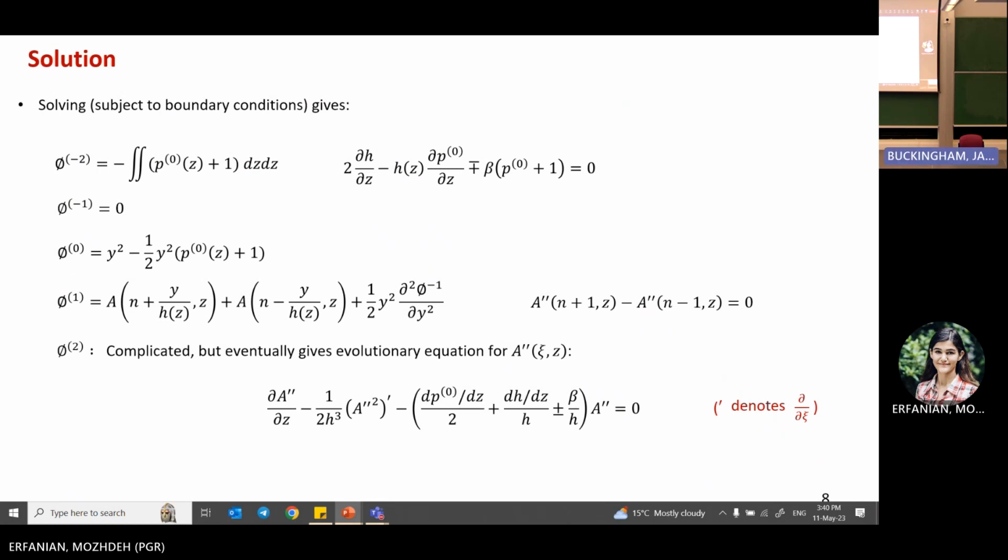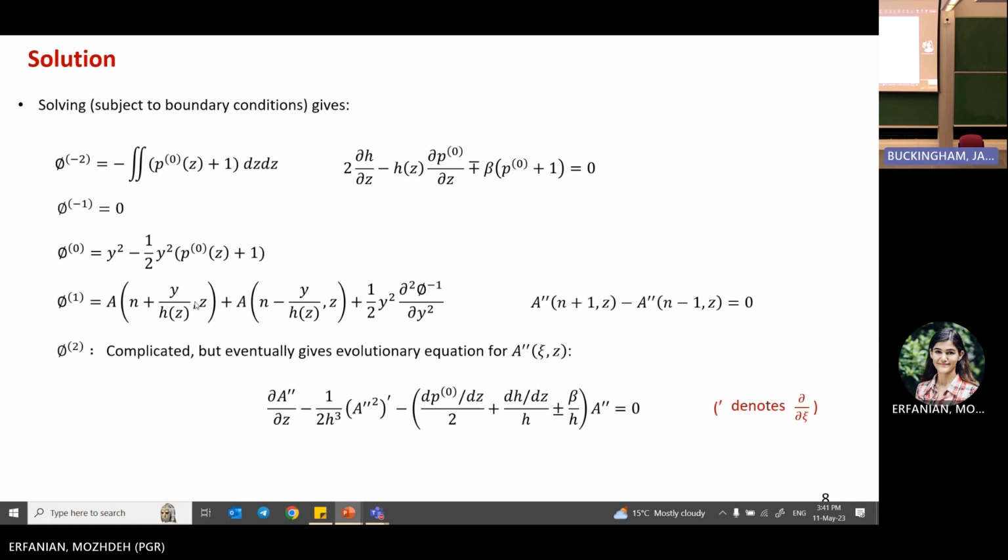So these are the solutions to the equations. I'm sorry that they're very unpleasant to look at, but it basically says that phi minus 2, phi minus 1, and phi 0 are all the leading order solutions, and we are able to get the leading order pressure, while phi 1 is a first order correction to the solution. And we have the hyperbolic equation for phi 1, and the solution is in terms of a wave. So this is a general solution for a wave, and we need to find the N, Y, and Z dependency for A.